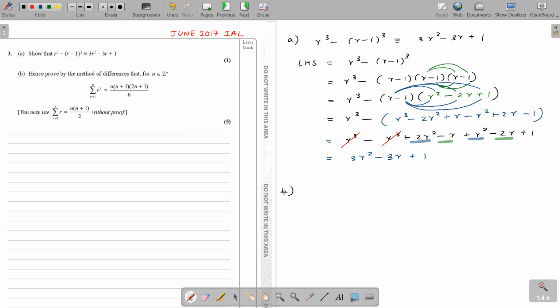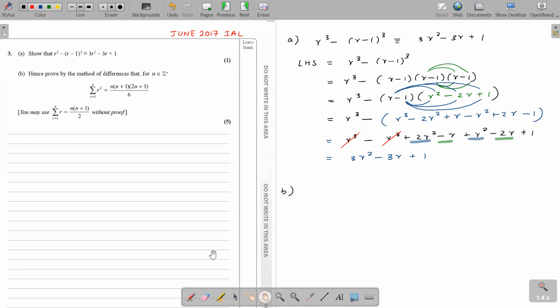Hence, prove by the method of differences that for n an element of the positive integers, the summation of r square is equal to n times (n plus 1) times (2n plus 1) over 6. You have to prove this equation by using what? By using the method of differences. Prove this equation. You may use the summation of r is n times (n plus 1) over 2 without proof. You are allowed to use this equation directly.